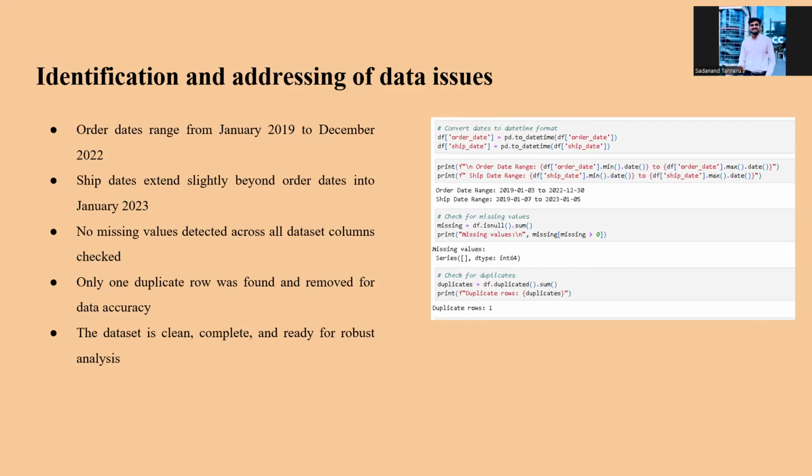So the slide is about identification and addressing of data issues. Ordering data ranges from January 2019 to December 2022, and ship dates extended slightly beyond order dates into January 2023, and no missing values were detected across all dataset columns checked. Only one duplicate row was found and removed for data accuracy. The dataset is clean, complete, and ready for robust analysis.